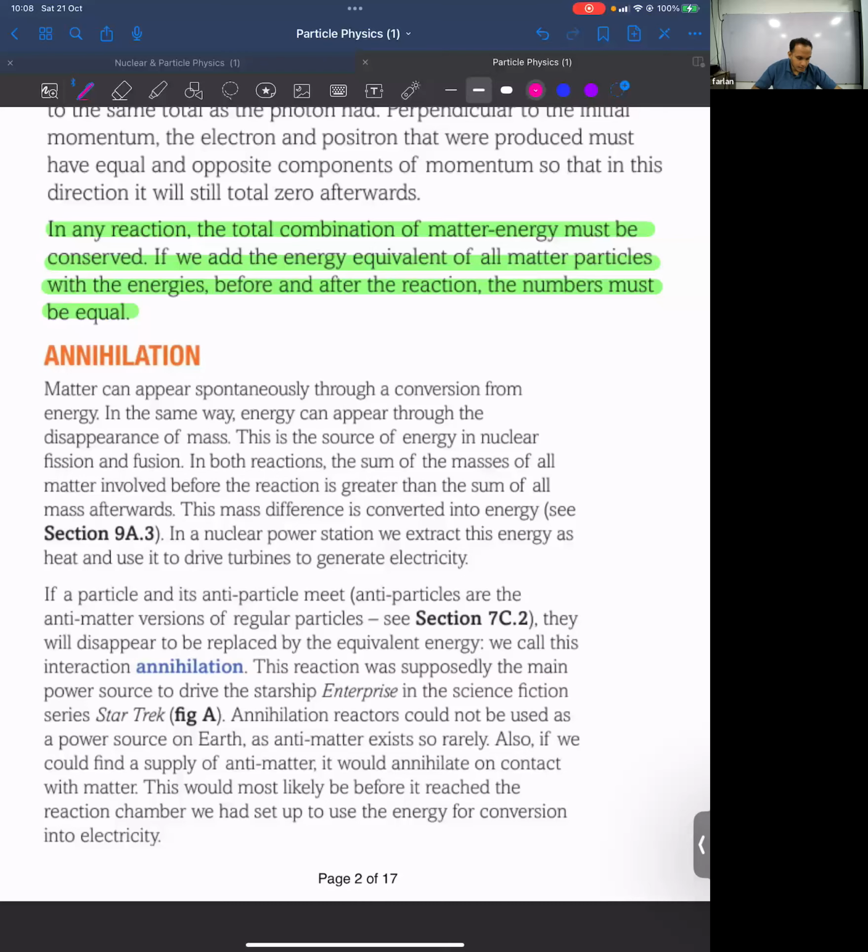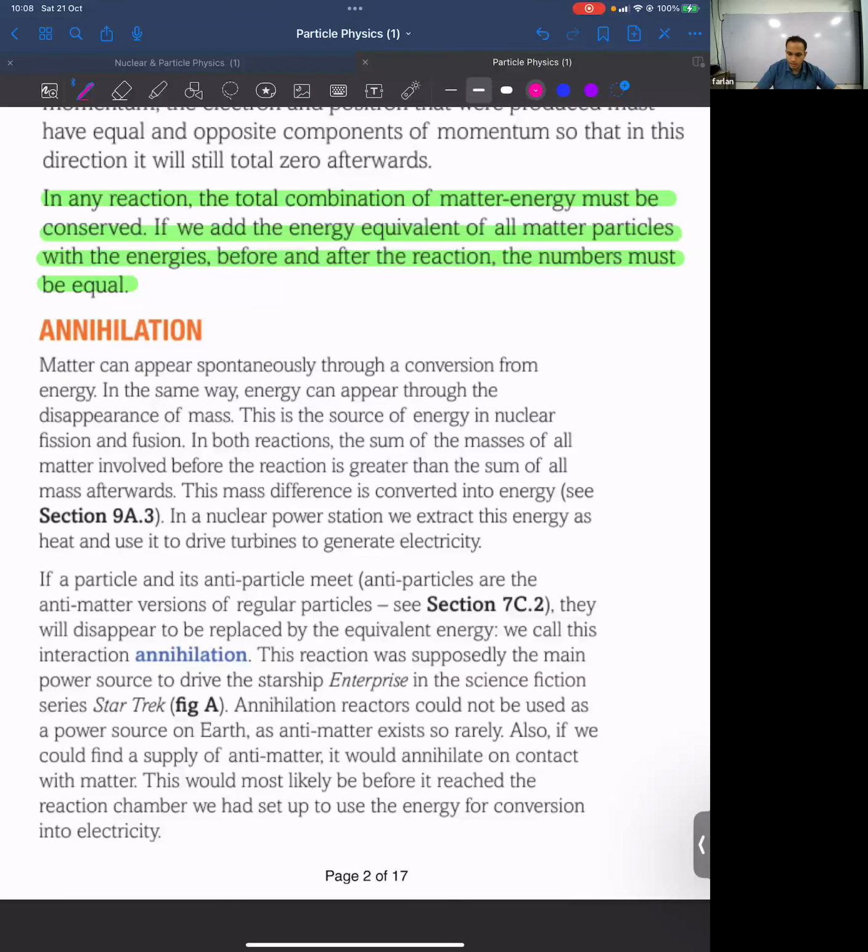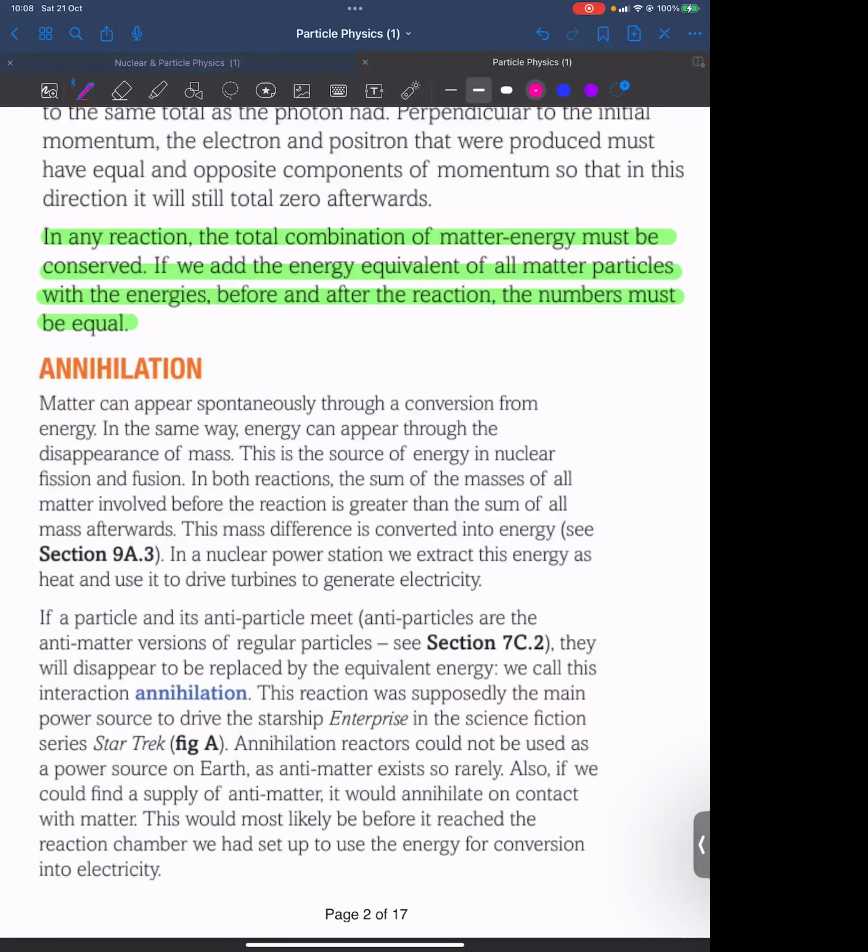This is the source of energy in nuclear fission and fusion, where mass is converted to energy. In both reactions, the sum of masses of all matter involved before the reaction is greater than the sum of masses afterwards. This mass difference is what is converted to energy, which we will discuss in nuclear reactions later. In a nuclear power station, we extract this energy as heat and use it to drive turbines to generate electricity.